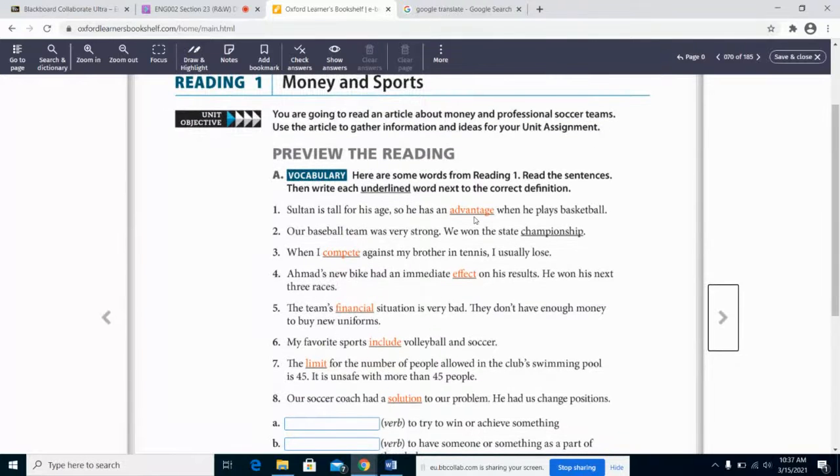So can someone tell me the meaning of advantage, just in your own words? Yesterday we talked about it, and I showed you a picture of some games. Some people were having a square box, and a guy has a ball. So I told you that this means advantage. So what is advantage?